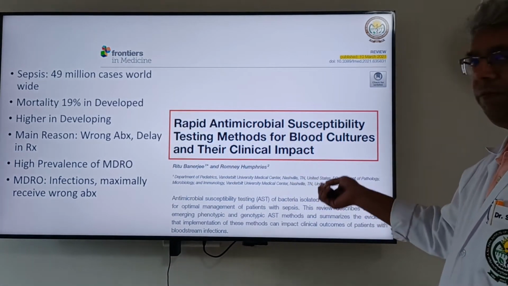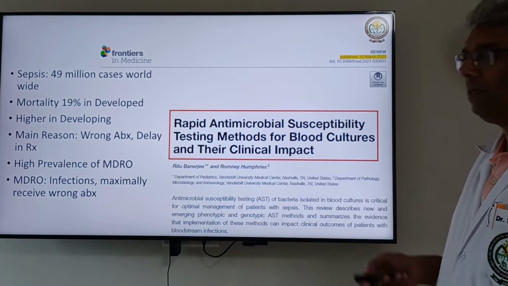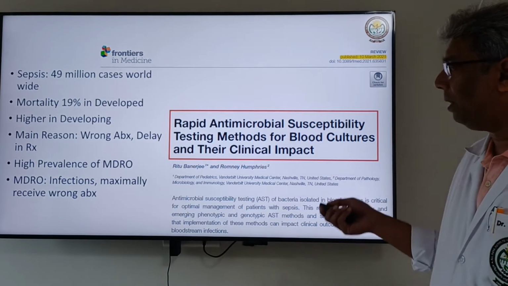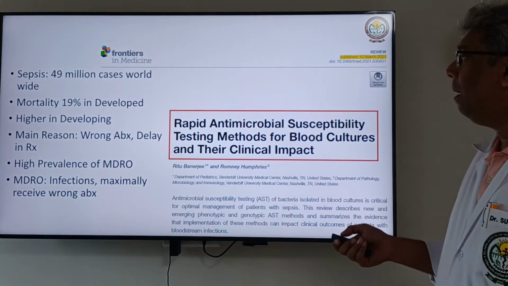Romney Humphreys works in CLSI, and he's the person whose team establishes the breakpoint for CLSI every year, and over the years they change also, depending on the resistance development in the bacteria.